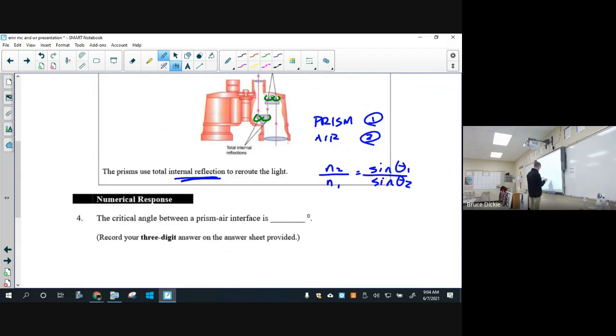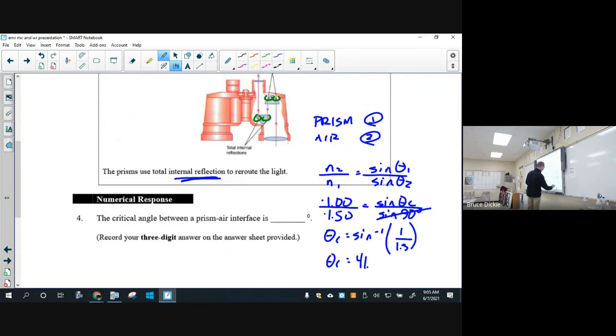N2 has a value of 1.00, and N1 has a value of 1.50. Remember, we're going from prism to air. So prism is 1.50, air is 1.00, equals sine theta c, the critical angle, over sine 90. That just disappears because sine 90 is 1, of course. So we're going to say theta c here is equal to the inverse sine of 1 over 1.5. And when we do that, that gives us an angle of 41.8 degrees.